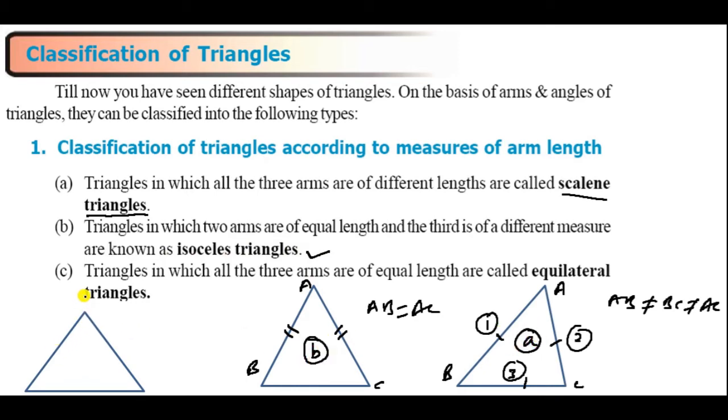Now come to the third: a triangle in which three arms are equal is called an equilateral triangle. That means in this all the three sides are equal. This one, suppose it is A, it is B, it is C. So AB is equal to BC is equal to CA. All the sides are equal.